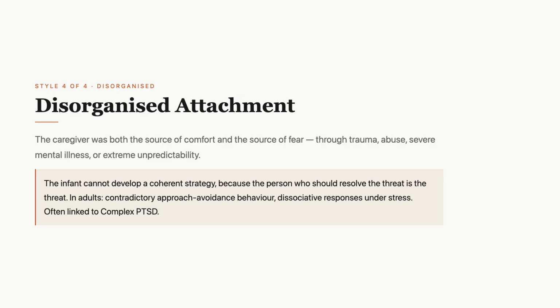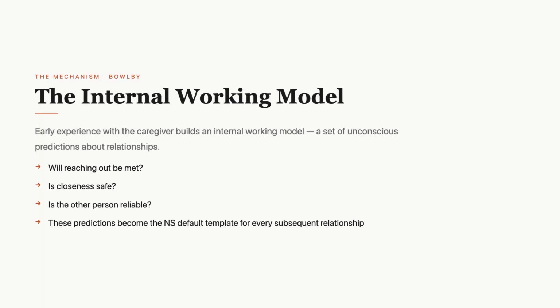The mechanism Bowlby described: early experience with the caregiver builds an internal working model, a set of unconscious predictions about relationships. Will reaching out be met? Is closeness safe? Is the other person reliable? These predictions become the nervous system's default template for interpreting relational cues in every subsequent relationship.